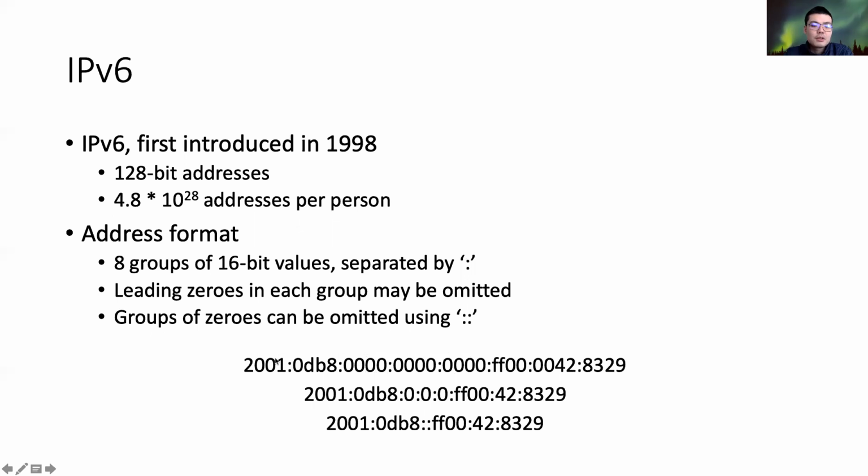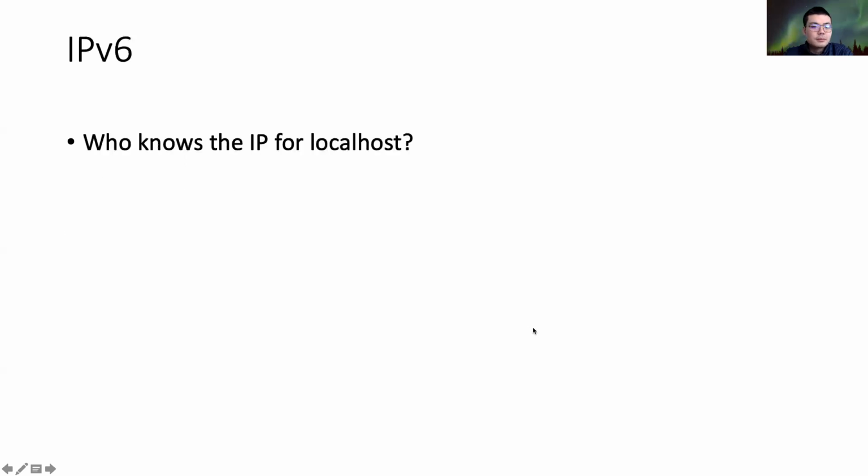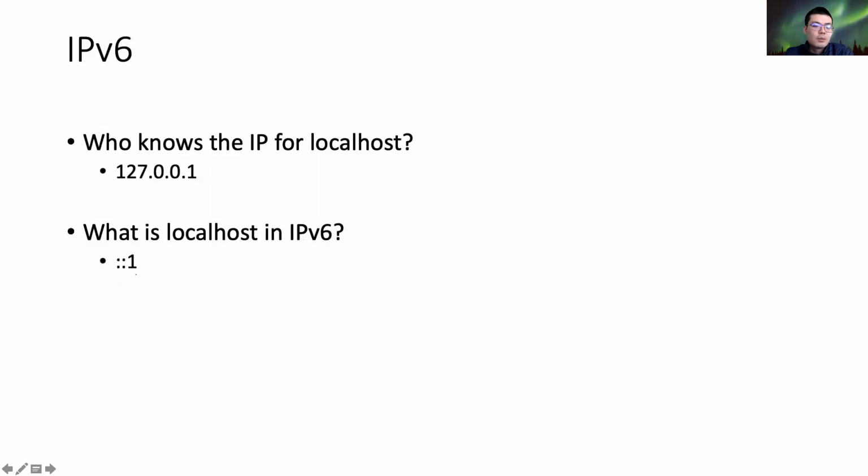Because we typically don't use all these numbers, some starting from the left-hand side are for the network address, and some from the right-hand side are for the host address, and we will have a bunch of zeros in the middle. If that is the case, we can use two colons to mean that there's a consecutive bunch of zeros in the middle. And for IPv6, the localhost is just a 1, the last bit is 1, the other bits being zero.